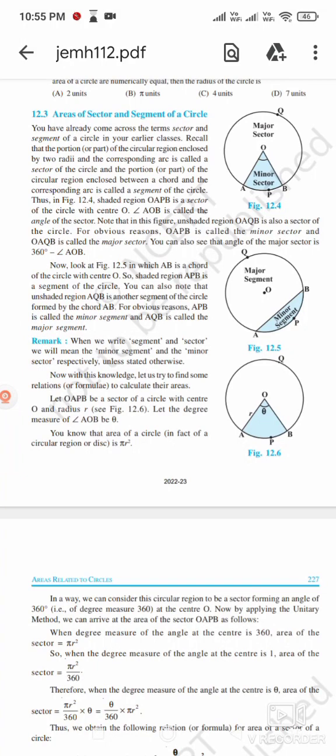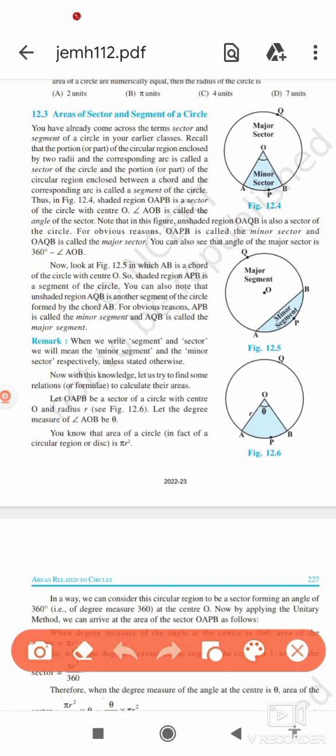And welcome. So today I will be doing areas of sectors and segments of a circle. So what is a sector? From the center, if I cut a pie out, that is a sector. I'm getting a piece right from the center, by one radius and another radius.